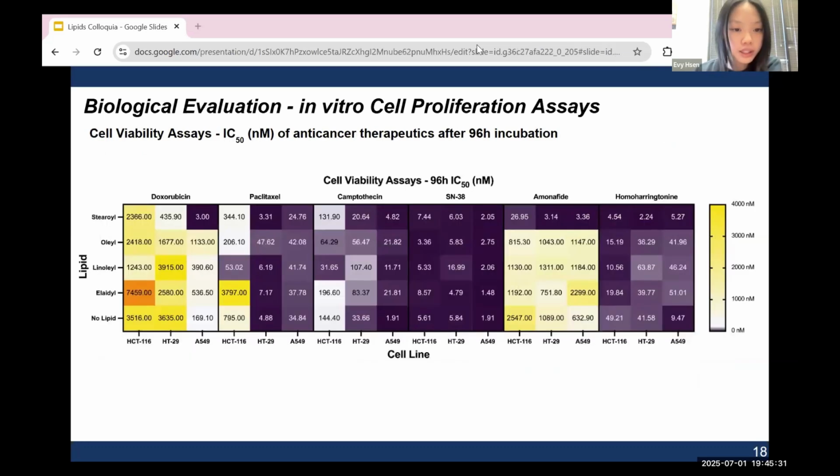Furthermore, we co-delivered our lipids in 2 additional cell lines. The first is HT29, which is a human colorectal cancer cell line, and the second is A549, a human non-small cell lung cancer cell line. We normalized and calculated IC50 values for all the drugs we delivered for every lipid co-delivery condition.